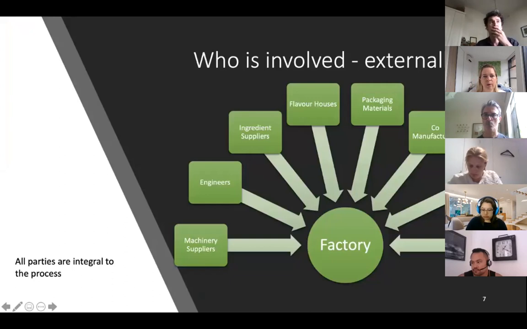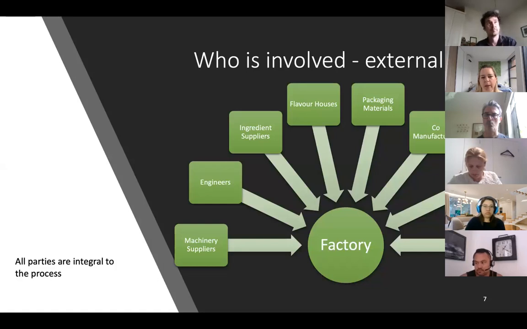Okay, so if we look at who is involved externally, there's such a wide variety of players that will be involved in what you're doing. I've taken this viewpoint from the factory's point of view. You could be thinking about something like a machinery supplier. Maybe you have a machine that needs some changes or alterations to make the type of product that you want. And if the machinery is involved, there are the engineers that need to be involved to make sure they put it all in the machines and have it working correctly.